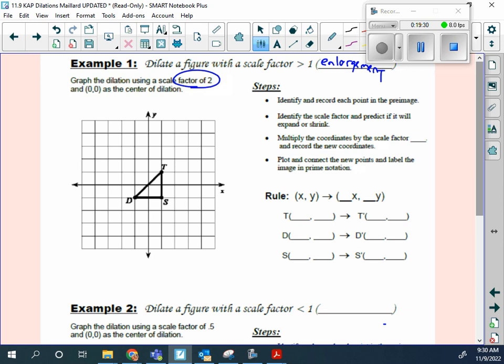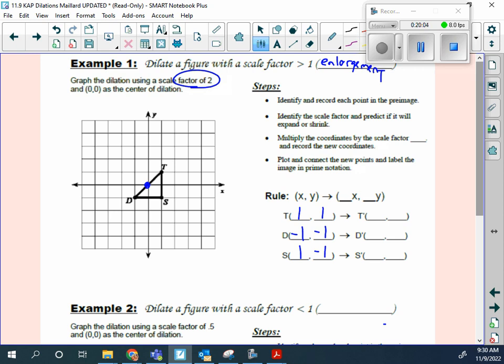1, identify and record each point in the pre-image. So right here, T, what would T be? 1, 1. And what is D? Negative 1, negative 1. And what is S? 1, negative 1. Okay, if you're not sure, there's the origin. Might be easy to put that on there. Remember, for T, 1, 1. D, negative 1, negative 1. S, 1, negative 1. Okay, so I remember how to do that.